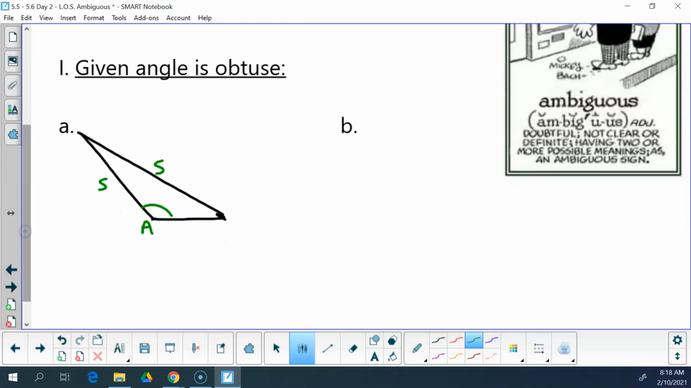So, if the opposite side is bigger than the adjacent side. So this would be the opposite. This would be the adjacent. If that's the case, then one triangle. Okay, so if that's the case, only one triangle. Write it down. This is what today is.